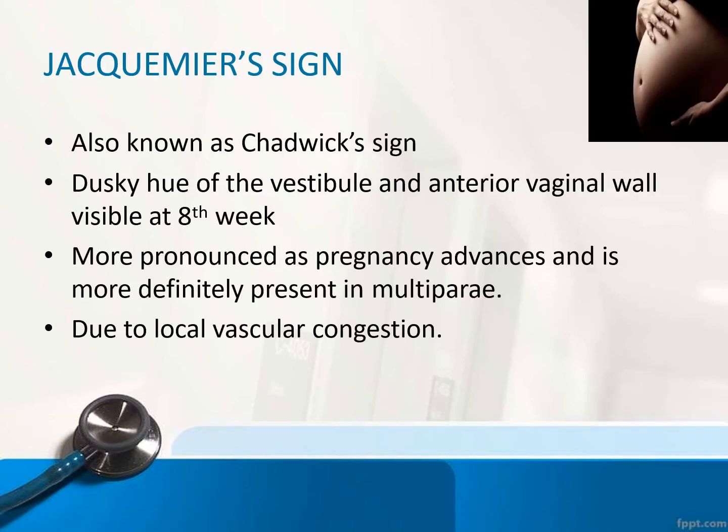Jacquemier's sign or Chadwick sign means a dusky hue of the vestibule of the anterior vaginal wall, and it is visible by the 8th week. It is due to more vascularization and vascular congestion, and it is more clearly present in multigravida mothers. That is discoloration of the vagina, a dusky hue of the vestibule of the anterior vaginal wall, and it will appear from the 8th week of pregnancy.